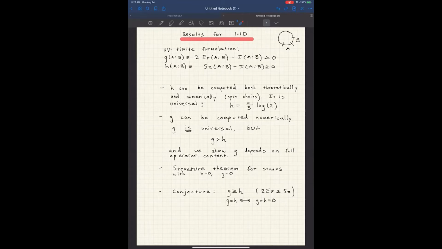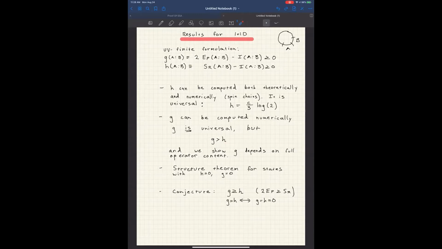So we see this numerically. So this is true both at large N and for just a spin chain model like the Ising model. G, on the other hand, we don't really know how to compute it theoretically, but we can just go ahead and compute it numerically, which is pretty impressive. So that's what I'll tell you about. And we find that G is a universal quantity of a conformal field theory, so something like the Ising model. But we find, in fact, that G is greater than H, unlike the conjecture.